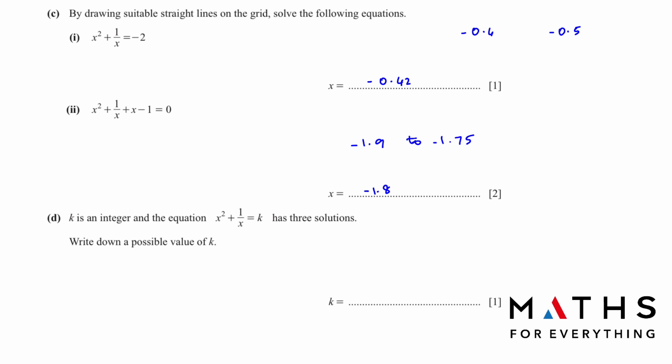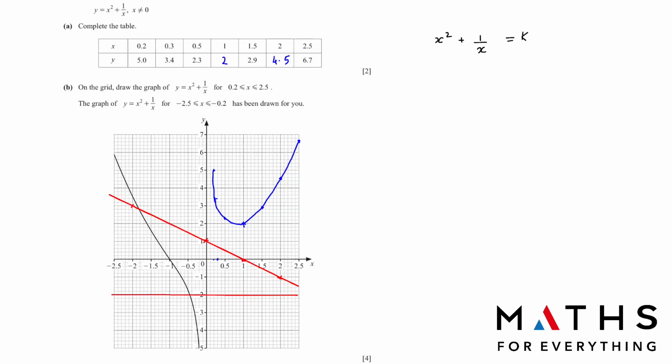Now to the last question. k is an integer and the equation x squared plus 1 over x equal k has three solutions. Write down a possible value of k. When you are writing equal to something, that is your y value. So what are the three possible answers that we can get? Look at the graph here. This was the line we had drawn when y was equal to -2. It cut our graph at one point, so there was one answer. Now we are looking for three answers.